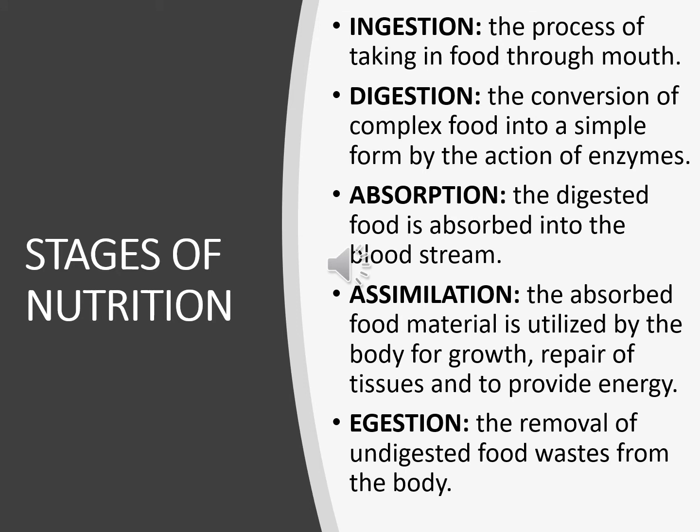What is absorption? The digested food is absorbed into the bloodstream to provide us energy. This process is known as absorption. Assimilation. The absorbed food material is utilized by the body for growth, repair of tissues, and to provide energy for different activities. This is known as assimilation. Last but not the least is egestion. The removal of undigested food wastes from the body is known as egestion.